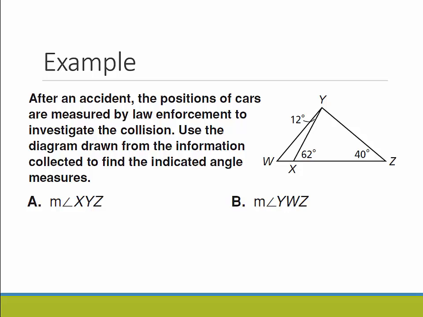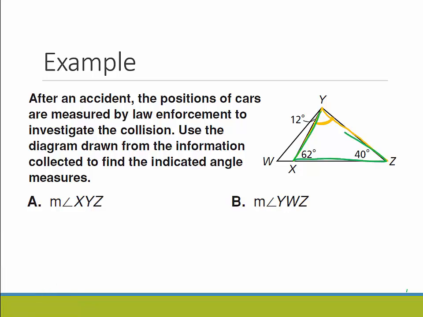So let's do an example. After an accident, the positions of cars are measured by law enforcement to investigate the collision. Use a diagram drawn from the information collected to find the indicated angle measures. So the first one we've got to find is angle XYZ. We're finding this guy right here. So this forms a triangle, triangle XYZ.